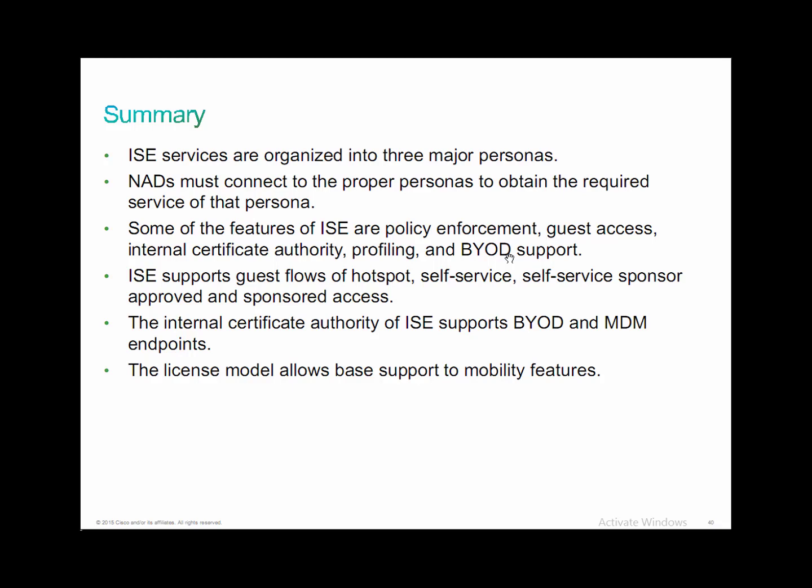All right, so a very, very short chapter. We talked about ICE as a service, ICE as a platform, network attached devices and how they connect to the various personas to provide different services: policy enforcement, guest access, internal certificate authorities, profiling, BYOD support. We have guest flows for several different options: hotspot, self-service sponsored, and full sponsored access. And the internal certificate authority functionality allows support for BYOD and mobile device management. And then finally, the licensing model that we talked about.